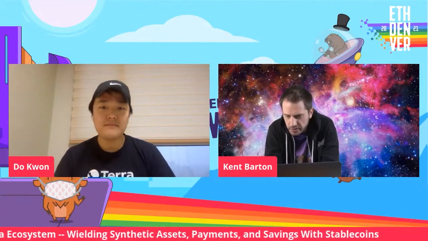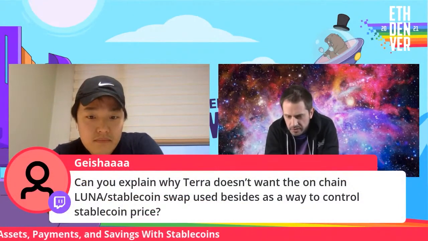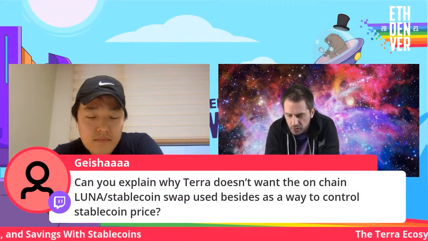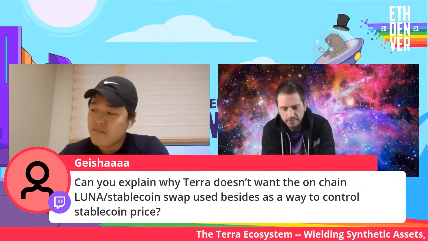Geisha is wondering, can you explain why Terra doesn't want the on-chain Luna stablecoin swap used, besides as a way to control stablecoin price? Yeah, so that's a good question.